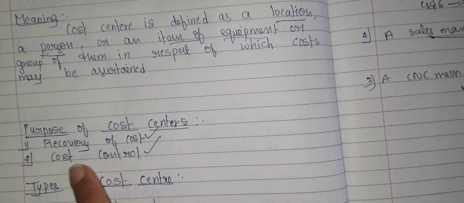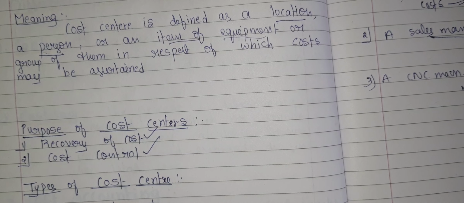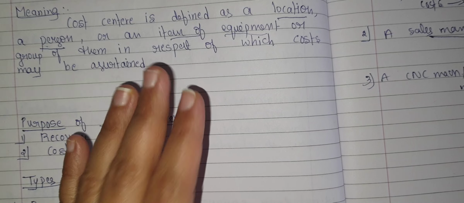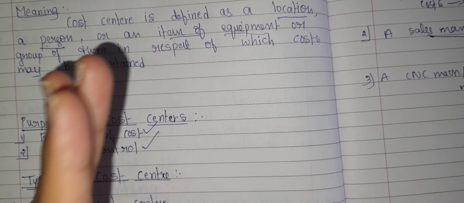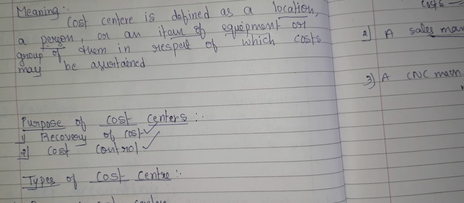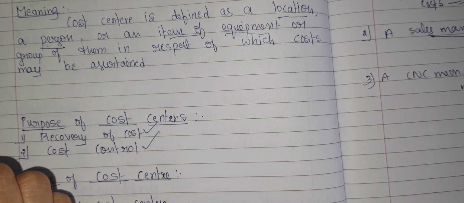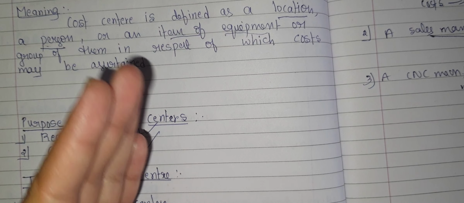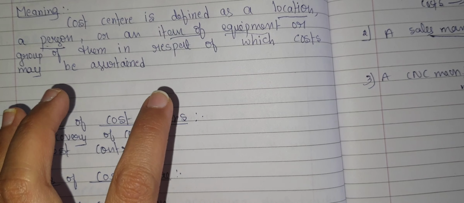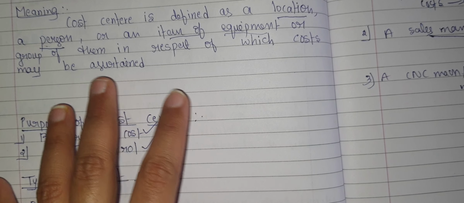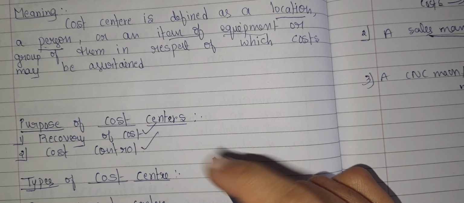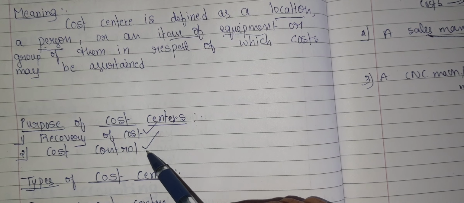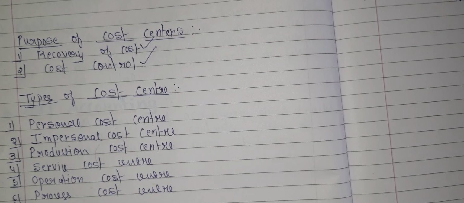And the second purpose is cost control. It means the cost center assists in making a person responsible for the control of expenditure incurred by the cost center. So the manager of each cost center shall control cost incurred in his area of responsibility. Clear? So the main purposes of cost centers are, first, recovery of cost and, second, cost control. Now we will see the types of cost centers.